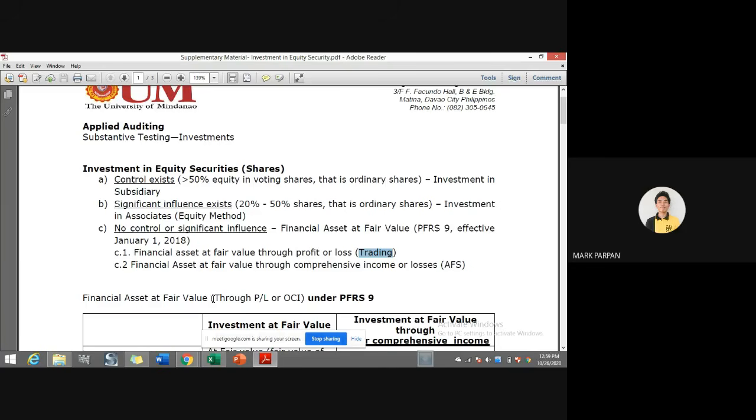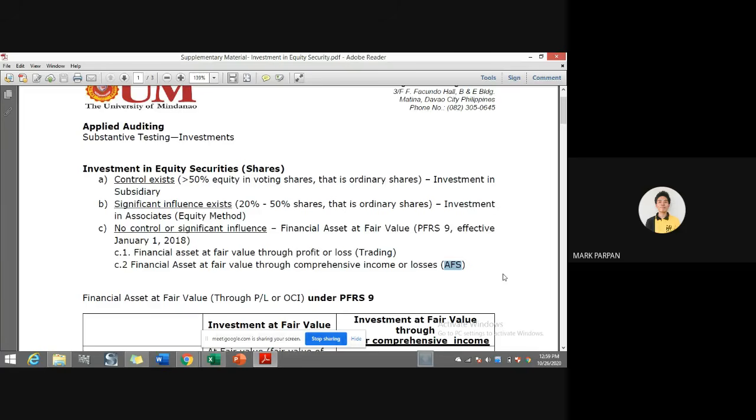The other one is the FAFVTOCI, the financial asset at fair value through OCI. The old term for it is AFS, or available for sale. Again, the old term for FAFVTOCI is AFS or available for sale.